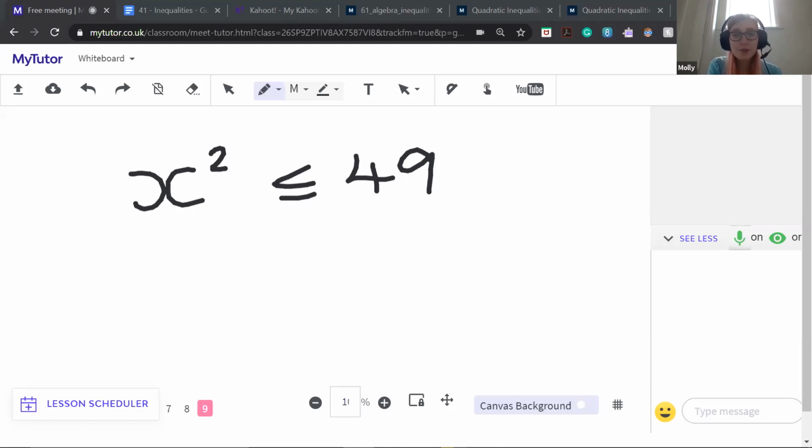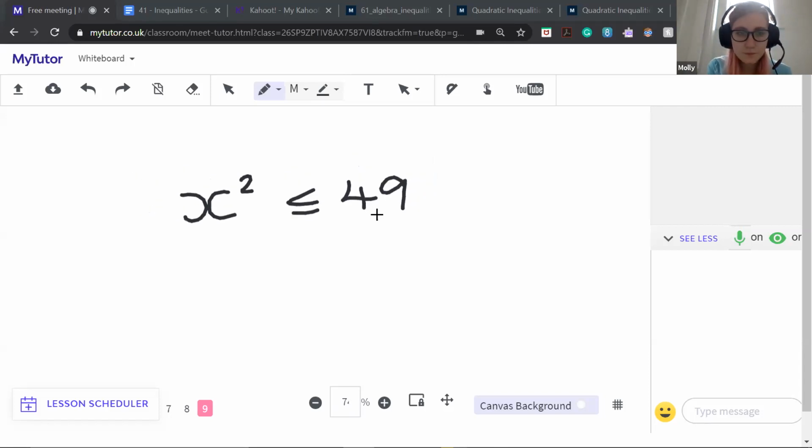Yeah, cool. A lot of people have got it and seen the trick. So we square root both sides. Now the key thing is that when we square root something, we get two solutions. If you square root 49, you get plus or minus 7. But if we just did that here, we'd be saying that x is less than or equal to 7 or less than or equal to minus 7, and that doesn't really make much sense. So what we're going to do here is something quite sneaky.